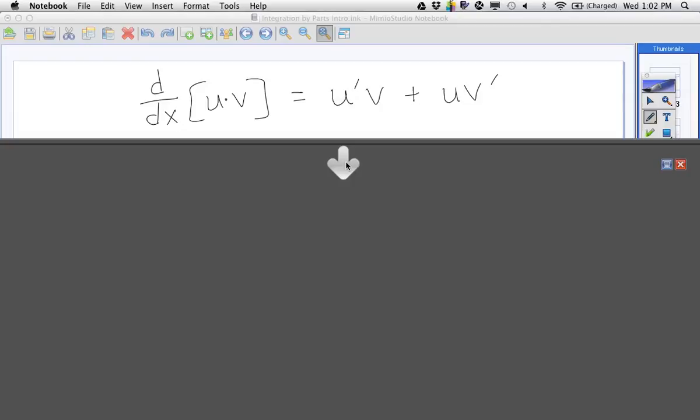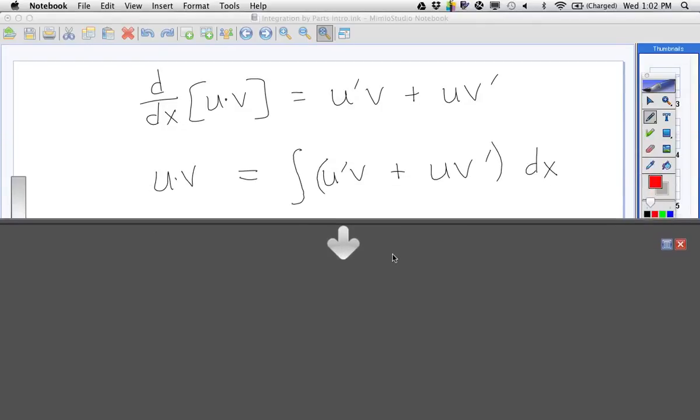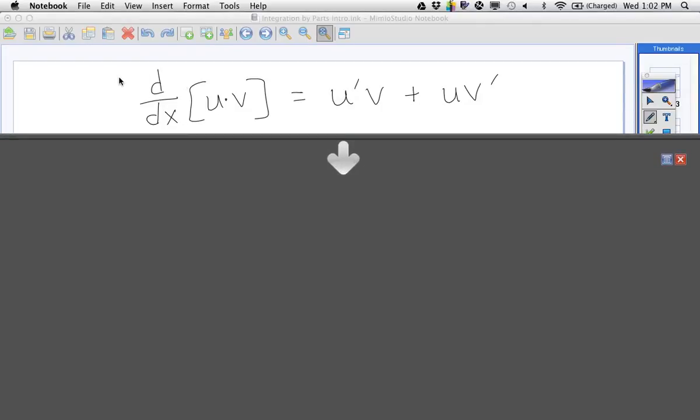Okay? All right. So here's your basic product rule right here. Now remember, u and v are both functions of x, right? This would be like sine x times e to the x or whatever, right? So they're both functions of x. So what I'm going to do is I'm going to do the antiderivative of both sides with respect to x, which is legal, right? I can do that. Now what do you suppose you're going to get on the left side?